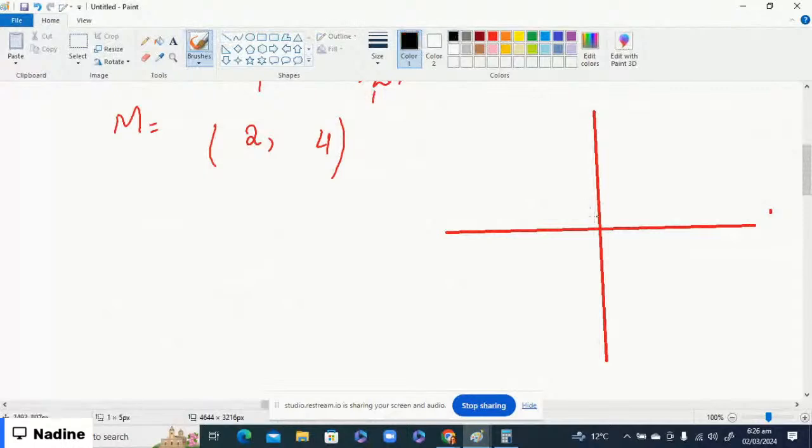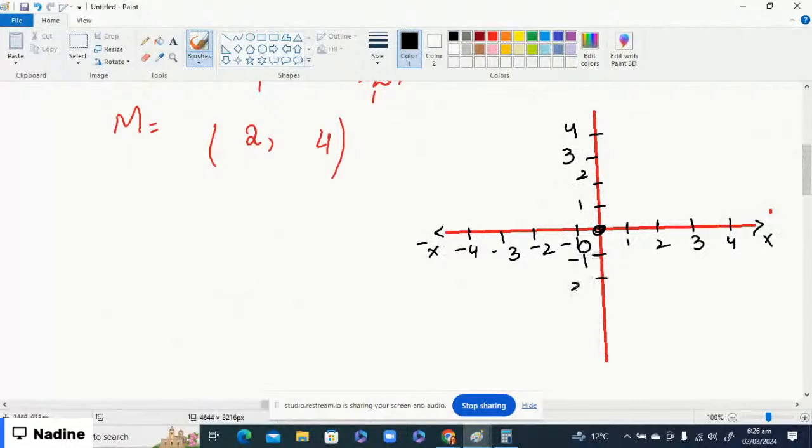So let's draw. This is 0. Here it's 1, 2, 3, 4. 1, 2, 3, and 4. Minus 1, minus 2, minus 3, and minus 4. This is minus x. Positive x. Minus 1, minus 2, minus 3, and minus 4. This is negative y. And this is positive.